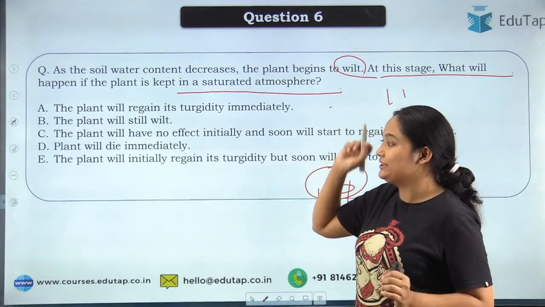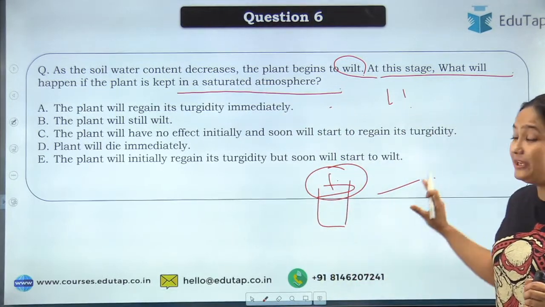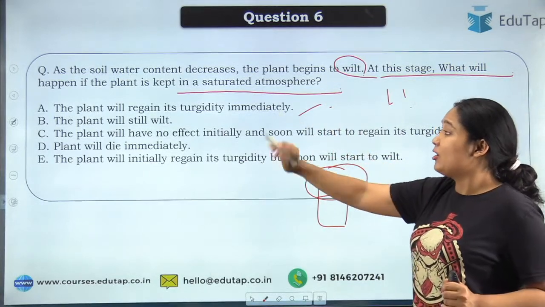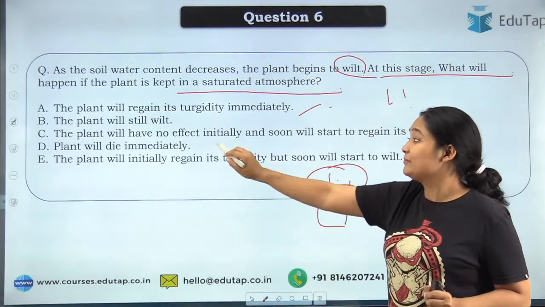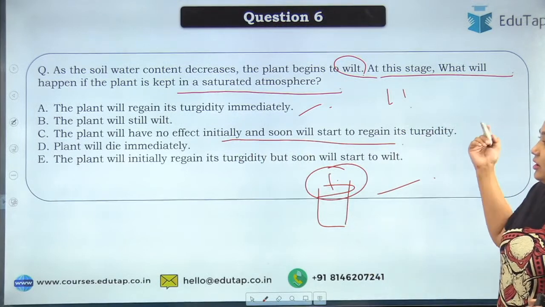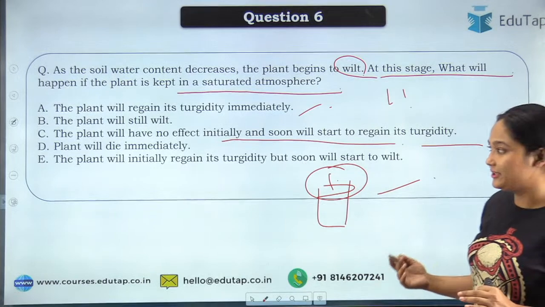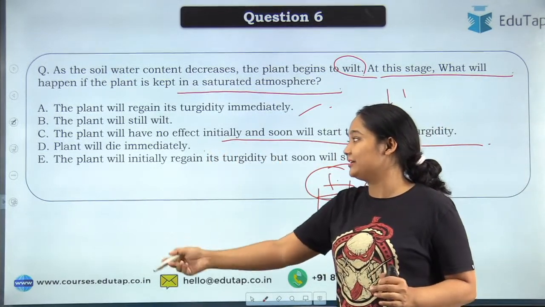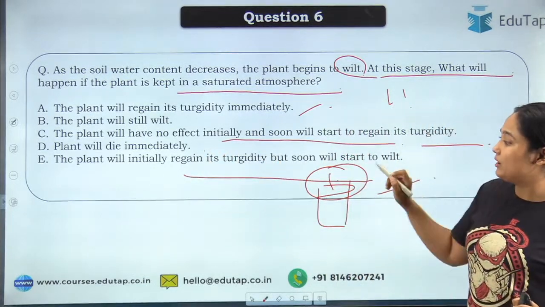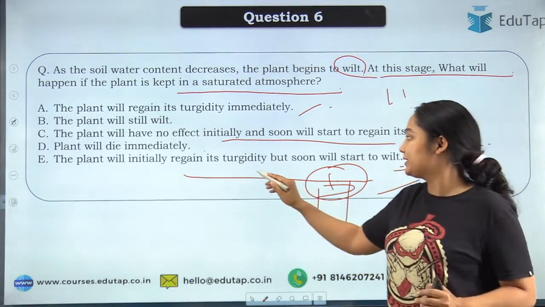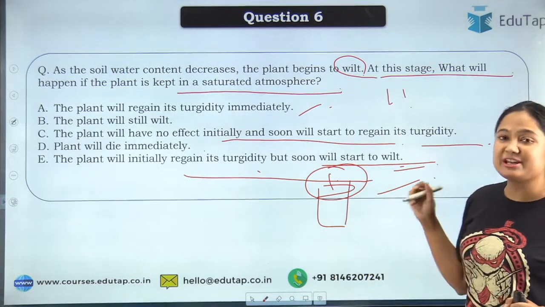So what will happen in that condition to the plant, you'll have to study. Will the plant regain its turgidity immediately, or will the plant still wilt, or will it initially have no effect and slowly start regaining its turgidity, or will the plant die immediately, or the fifth scenario is that the plant will first regain its turgidity, but due to some pressure it will start to wilt.